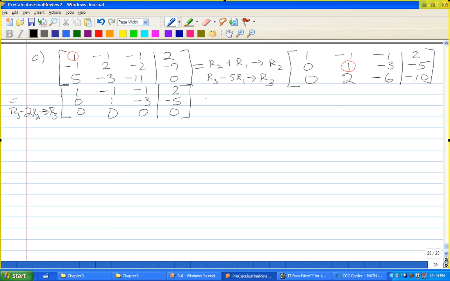Okay, so there's one row of all zeros, so I know that this will have a one parameter family of solutions. There'll be an infinite number of solutions. I'll say that first. Okay, and this will be a one parameter family of solutions.